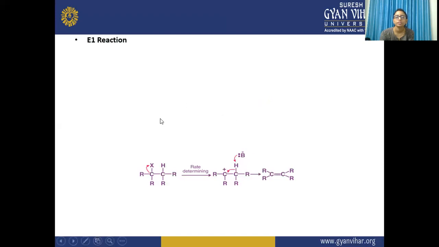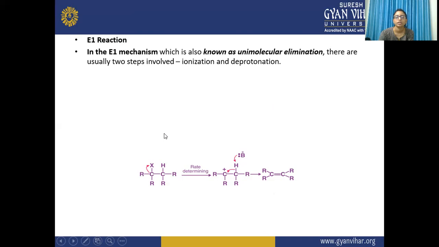The first reaction is your E1 reaction. The E1 mechanism is also known as the unimolecular reaction. Here 1 means unimolecular and E means elimination. There are usually two steps involved in this E1 mechanism: one is ionization, second is deprotonation.